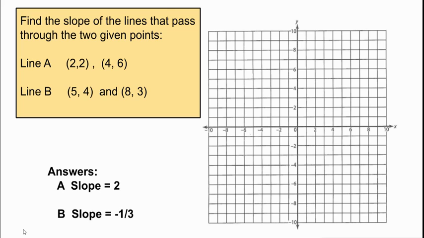Okay, there are the answers. Line A has a slope of +2, and line B has a slope of -1/3. If you didn't quite get those answers, go back and rewatch this video and try to follow the steps more carefully and see if you can get the correct answers the second time around.